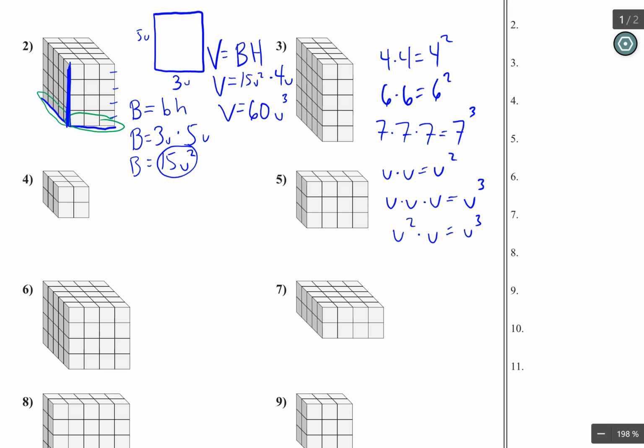And another way that we could remember that is squares are 2-dimensional, so squares would have a 2, and cubes are 3-dimensional, so if it's cubed, it's going to be to the 3rd power.